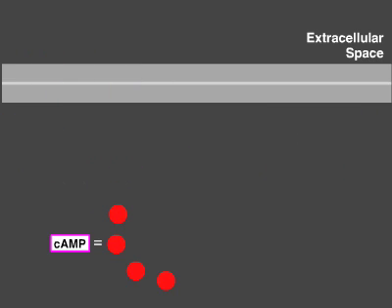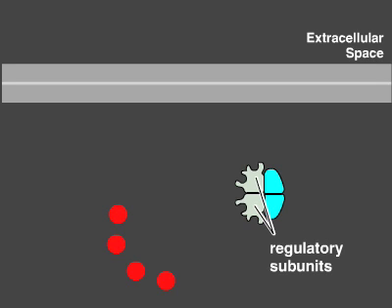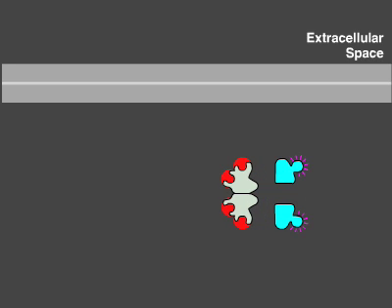In most animal cells, cyclic AMP activates cyclic AMP-dependent protein kinase, or PKA. In the inactive state, PKA consists of a complex of two catalytic subunits and two regulatory subunits. The binding of cyclic AMP to the regulatory subunits alters their conformation and liberates the catalytic subunits, which are now active and phosphorylate specific target proteins.